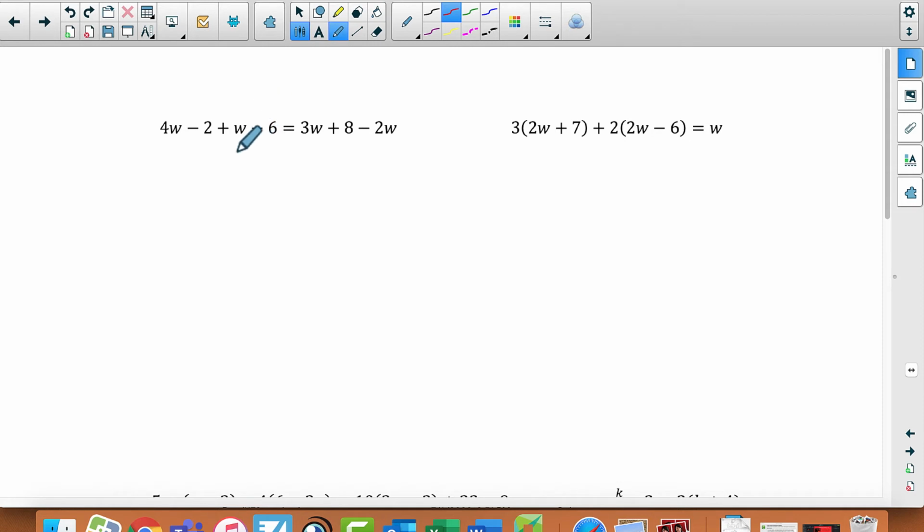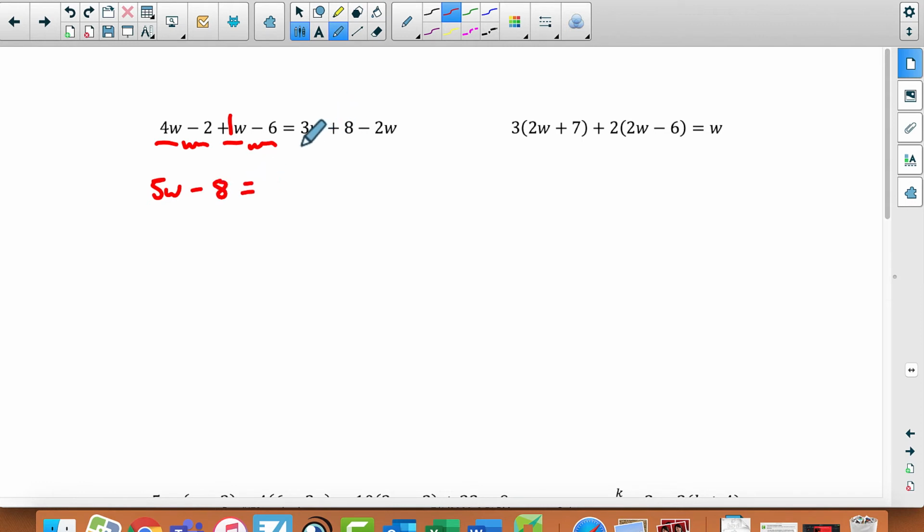Okay, next, get rid of brackets. There are none. Look for like terms. Yeah, there's definitely like terms. On the left-hand side, I have 4w and also a 1w there. So that gives me 5w. And then I have a -2 and a -6. So that's -2, take away another 6, you're down to -8.